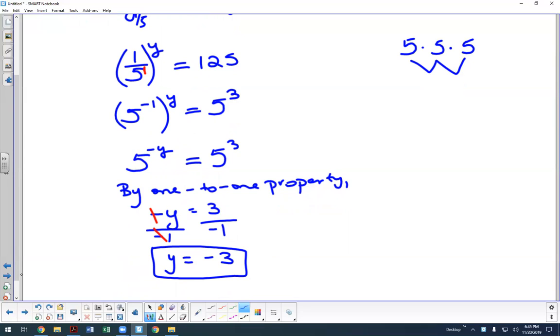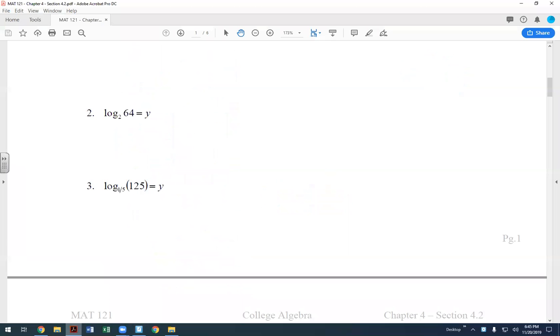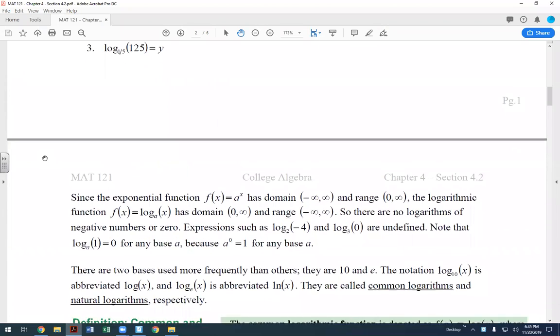Okay, questions on these first 3 examples? Alrighty, let's take a look at our next thing here.